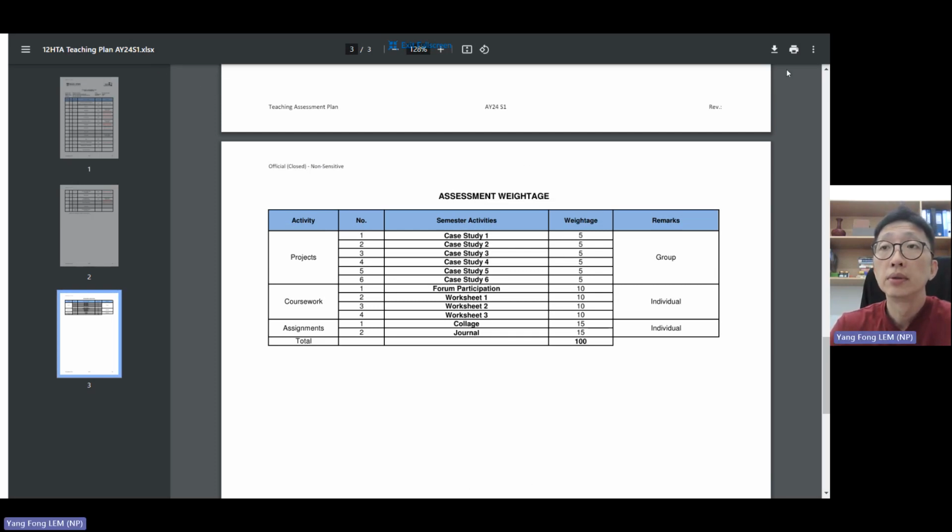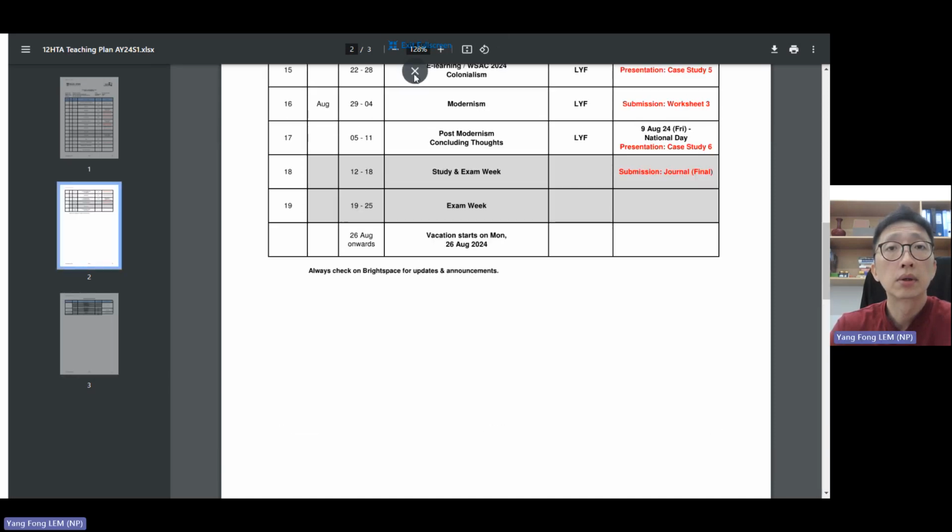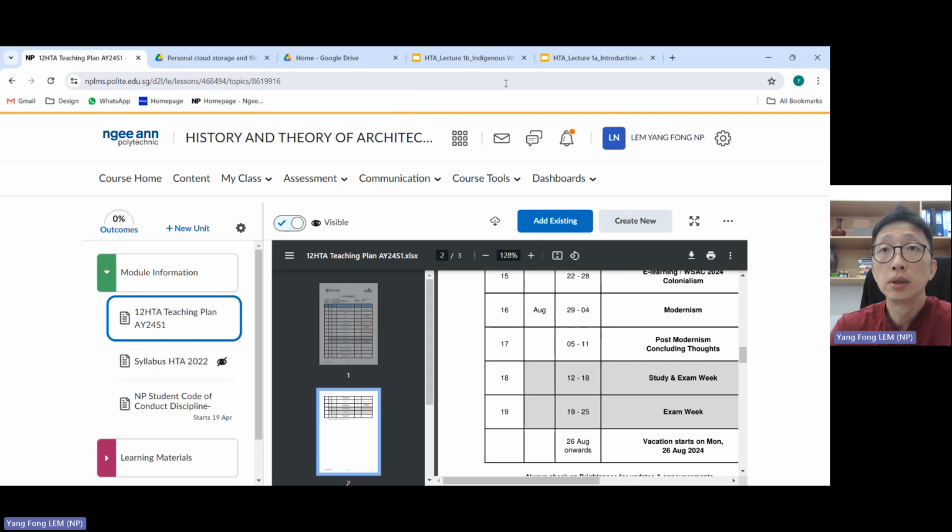Okay, let me see. How do I minimize this? Okay, it is the cross button. Okay.